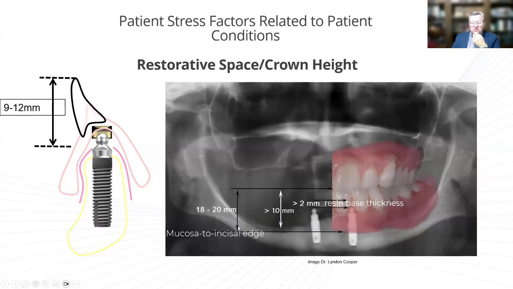Because in the old days, we used to measure from the mucosa or the buccal fold. But no, the numbers I'm going to give you are from the occlusal surface, the apex of the ridge, to the incisal edge.